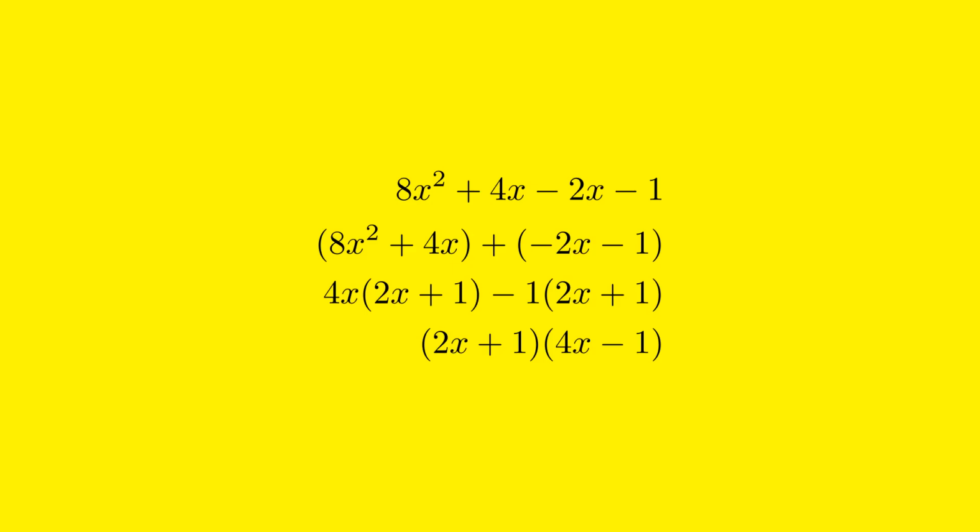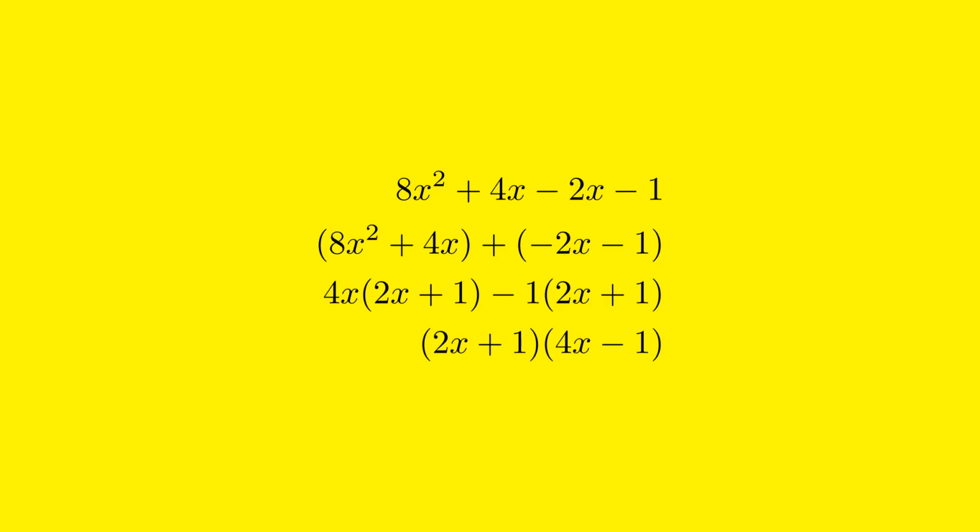In step 2, we use the grouping method to factor the expression. We now have 8x squared plus 4x minus 2x minus 1. We can group the first two terms together and the last two terms together. This gives us 8x squared plus 4x and minus 2x minus 1. Next, we factor out the greatest common factor from each group.